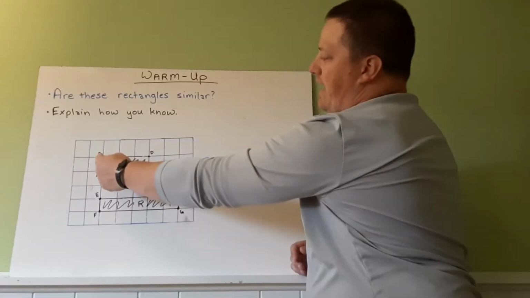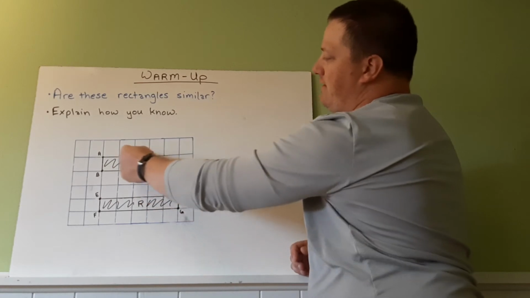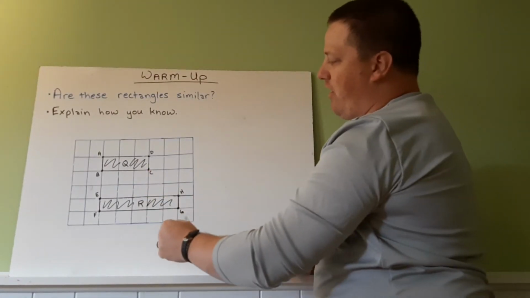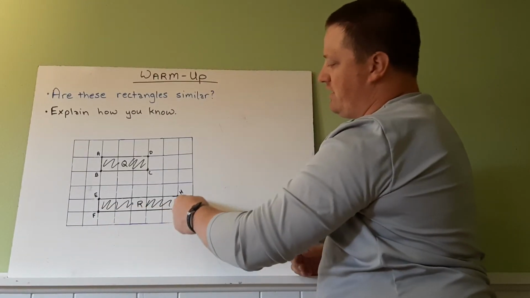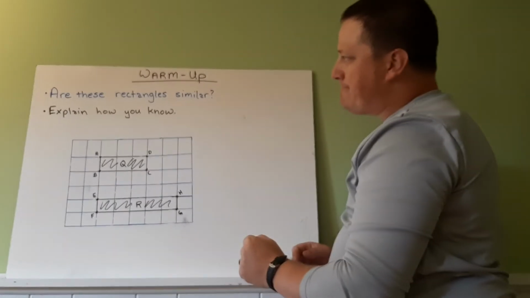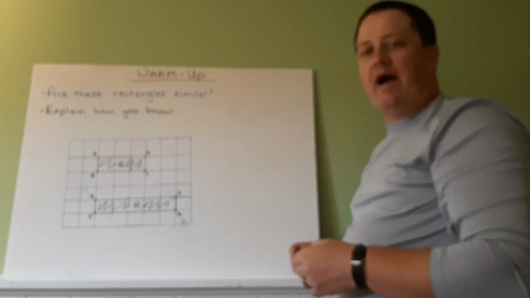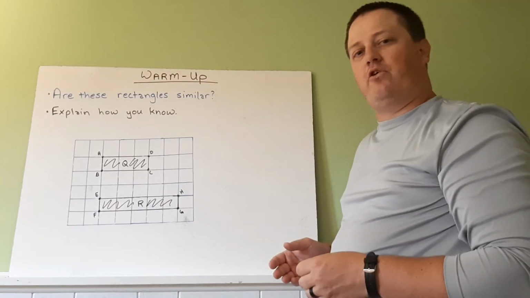Yes or no? So rectangle Q is A to B to C to D and then back to A. So there's Q. And then rectangle R is E to F to G to H and back to E. And if they are or aren't similar, explain how you know your answer is correct.